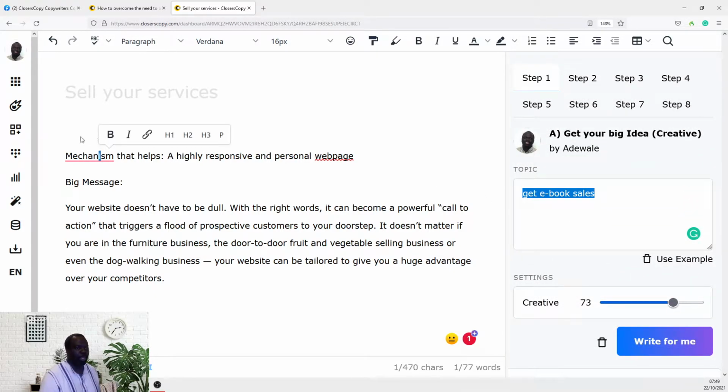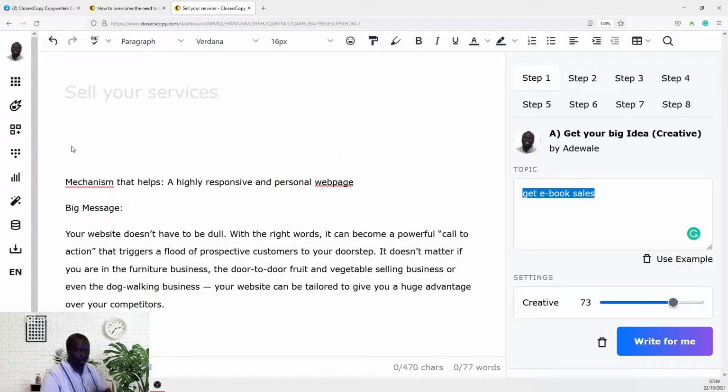So yeah, our topic is get more, excuse me, ebook sales. Yep, that's our topic. Once you got the topic, you got the big message. Let's read this big message to make sure it makes sense.